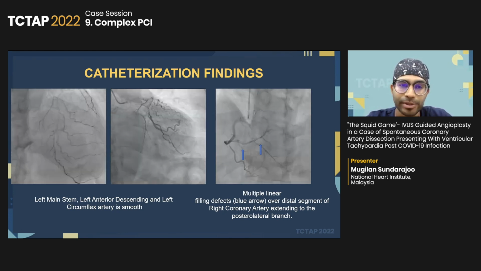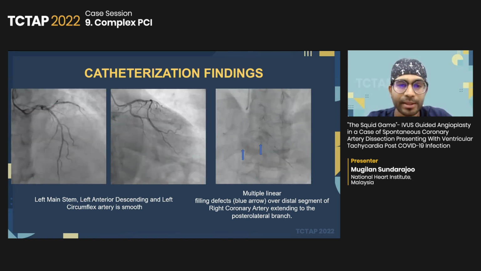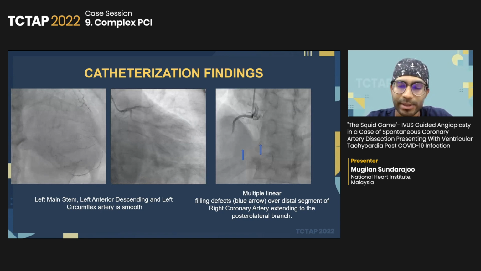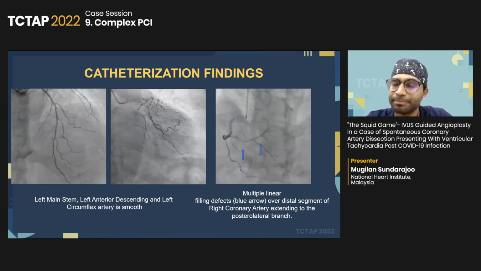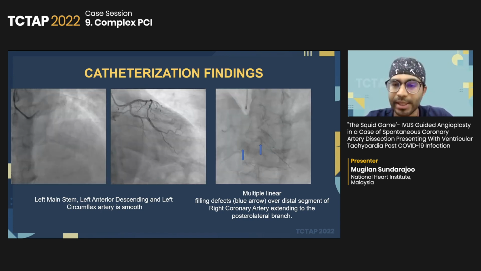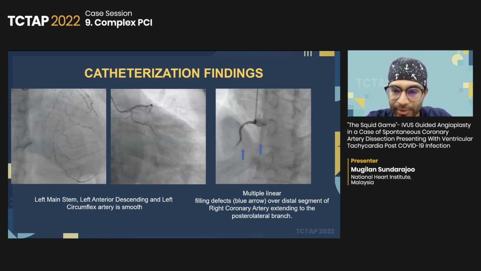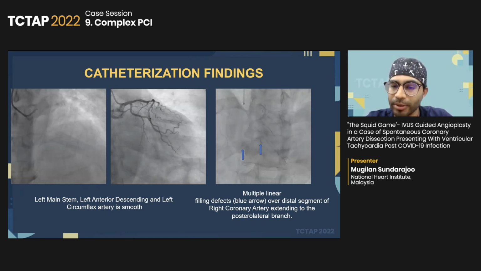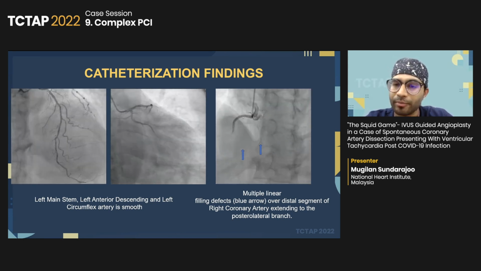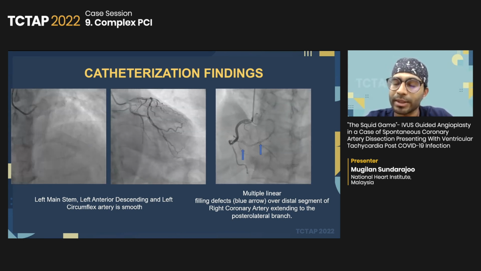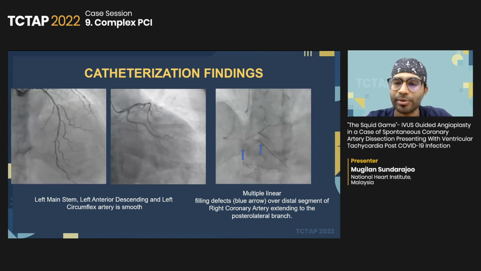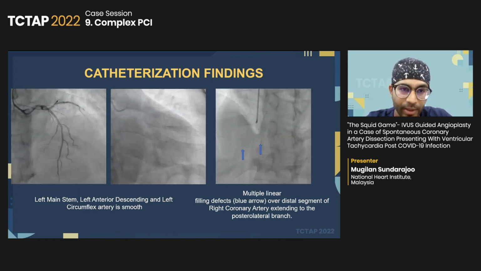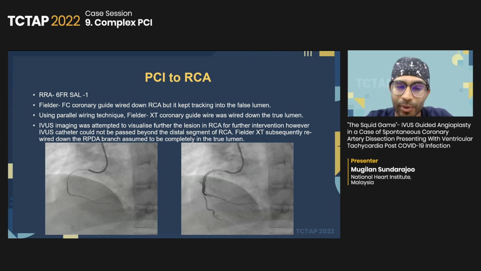Looking at the left angiographic shot, we realized that the left main, LAD, and circumflex were actually quite smooth, and there were multiple linear defects over the RCA, which I've depicted here with the blue arrows. This is extending from the mid-segment of RCA all the way to the posterolateral branch. We do know that we are dealing with a type 1 spontaneous coronary artery dissection here. So we decided to go ahead with angioplasty.